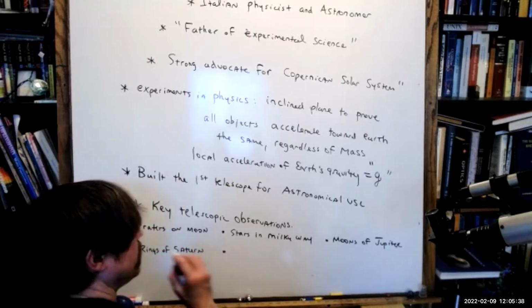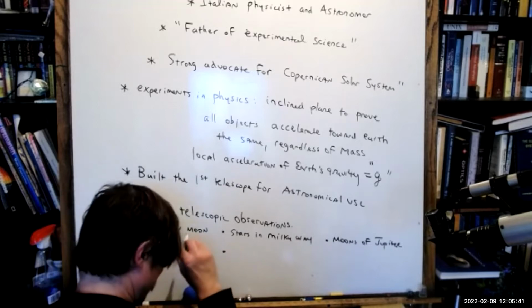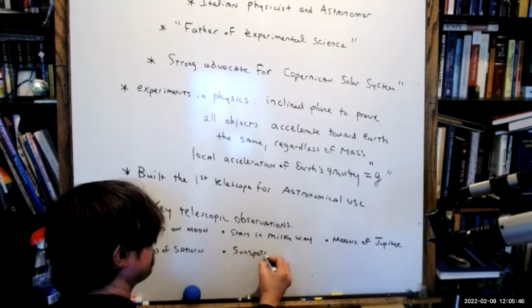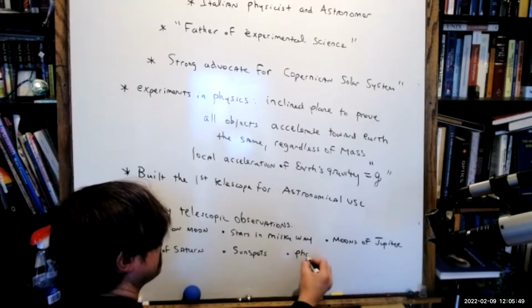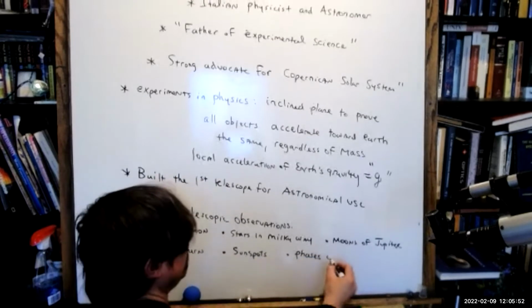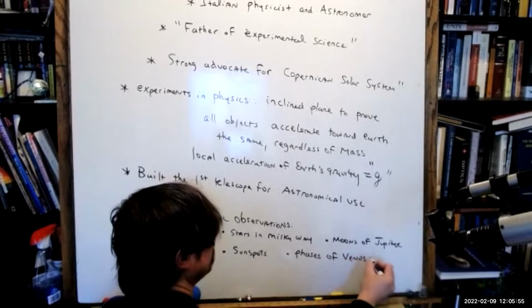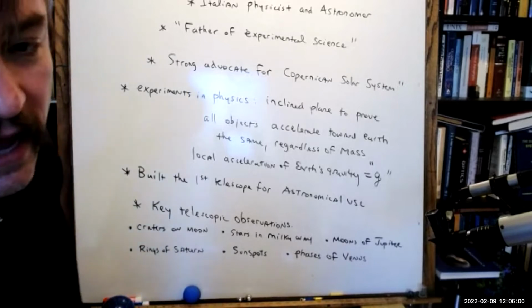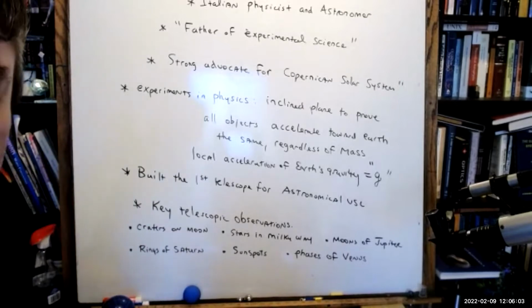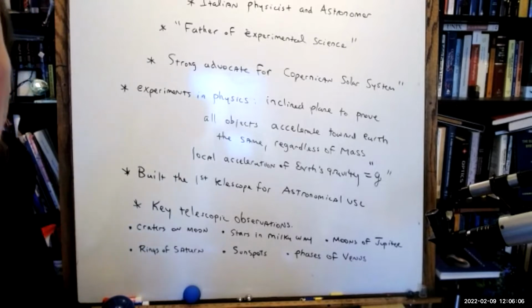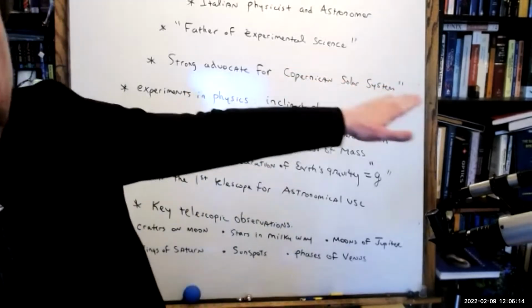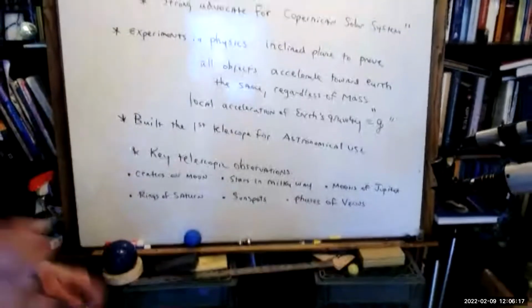He observed, let's see here, sunspots. And lastly, but not leastly, the phases of Venus. So those are some of his key telescopic observations. And I'd like to walk through each one of these in my slideshow to help you understand why they were all important for him to confirm the Copernican heliocentric theory.